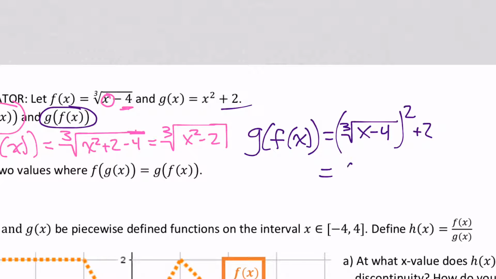Now I'm going to write this as x minus 4 to the 2/3, because that's what this means. It means square it and cube root it. That's what the 2/3 power means. It means do both of those things. So you should know that this is the bird graph.